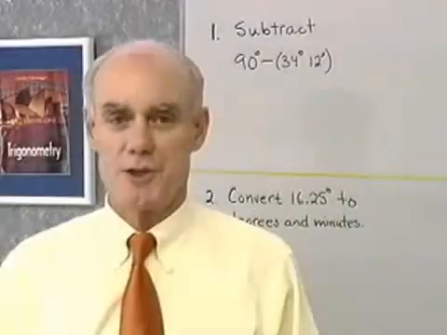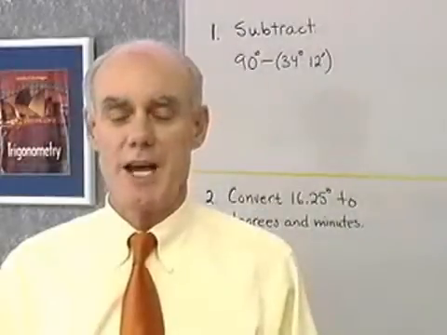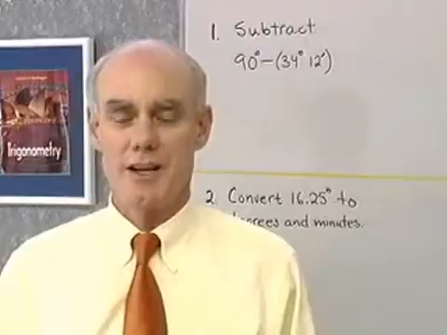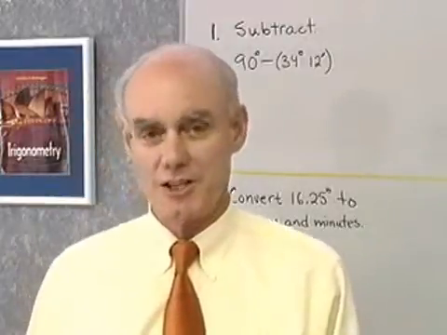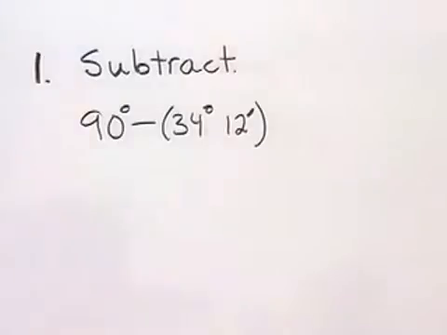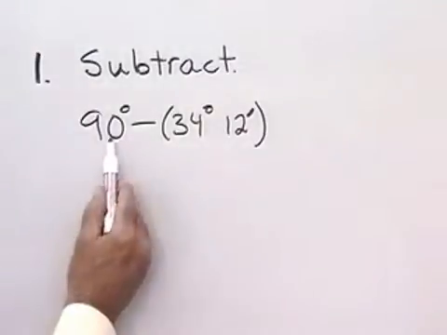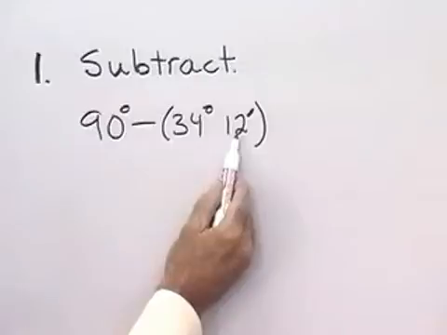Now we want to take a look at the relationship between angles written in degrees and angles written in decimal degrees, that is degrees in minutes and decimal degrees. Let's look at a subtraction problem to begin with. Let's subtract, and here I have 90 degrees minus 34 degrees 12 minutes.